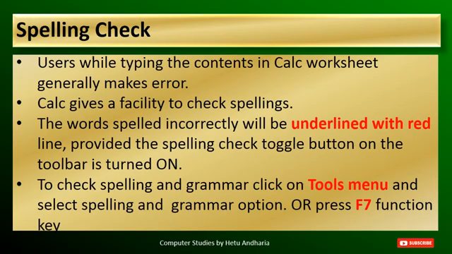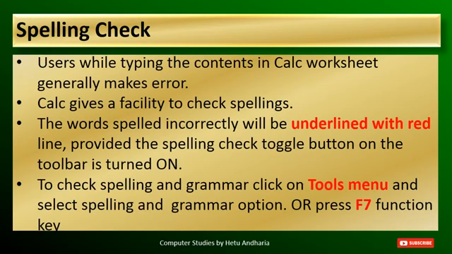Now, the word spelled incorrectly will be underlined with a red line, provided the spelling check toggle button is on through the toolbar. Now, this is given in the textbook, but it is wrong information which is given here. This toggle button and all these things are only there in Microsoft Word. It is not there in Excel. But since it was given in the textbook, I have typed this sentence.